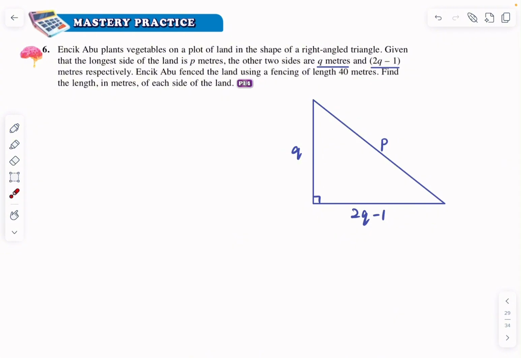Inche Abu fenced the land using a fencing of length 40 meters. So he wants to fence this. So the total length, aka perimeter, is 40 meters. So we can say p plus q plus 2q minus 1 equals 40. We can simplify this also. So q plus 2q is 3q. So we can say plus 3q. And then minus 1 we bring there, becomes 41. So we can say equals 41.